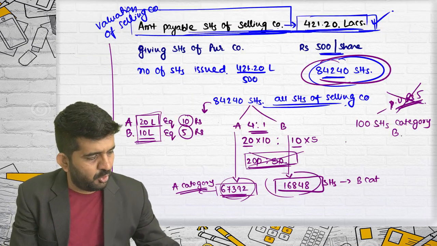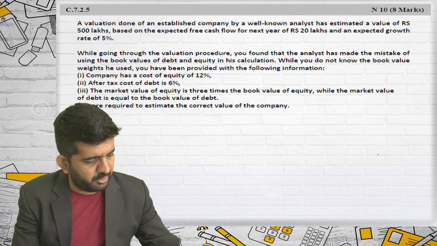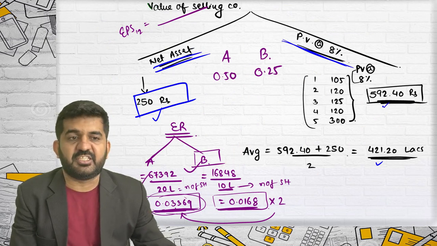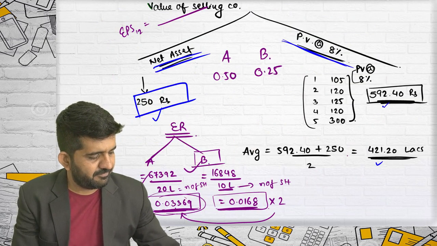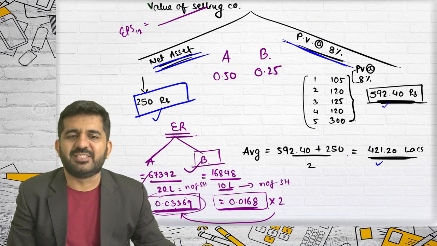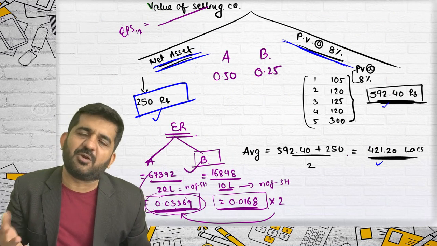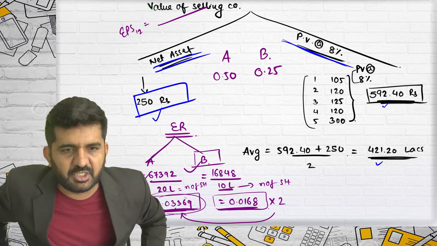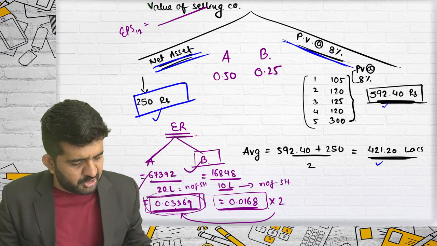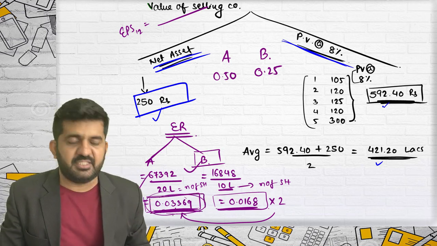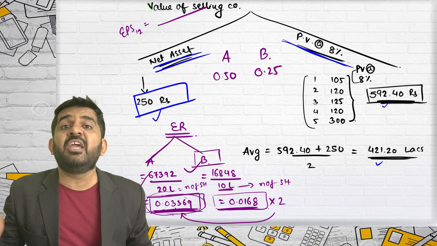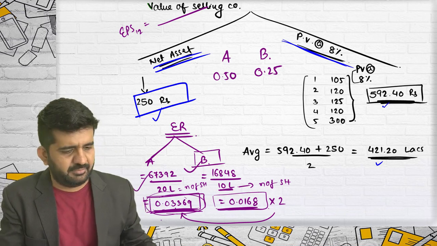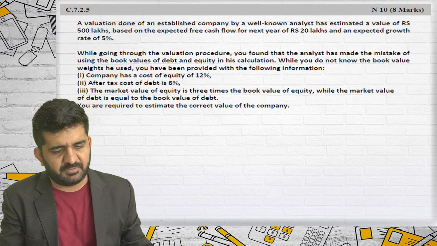How many shares will you be getting? 100 into what? 100 into 0.03369, right? No, 0.0168. If there are two categories of shareholders, their exchange ratio will be different. Yes, you can say the exchange ratio is 0.03369 for every fully paid up share. But that is all right. It is one and the same thing.